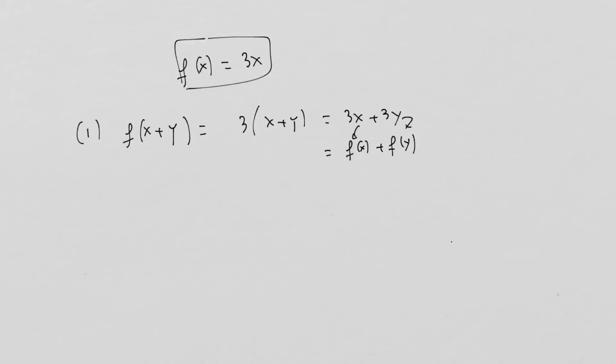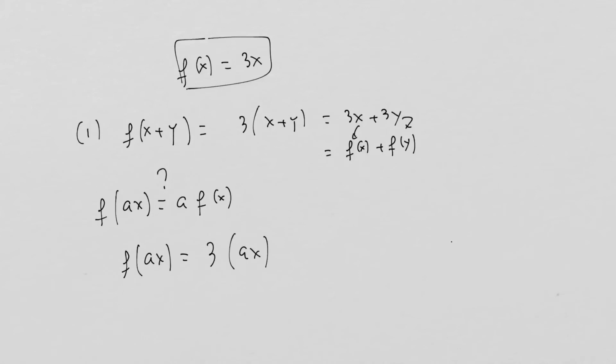So the first piece works. Now let's try this one. F of ax, and I want to know if it is a f of x. That's the second piece, okay? So, what is f of ax? F of ax is 3 times ax, according to the definition.